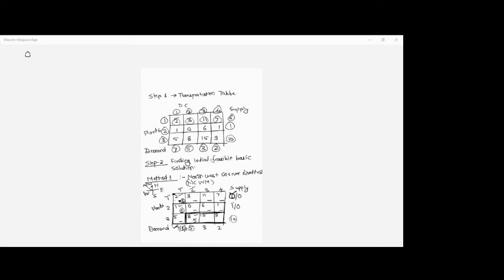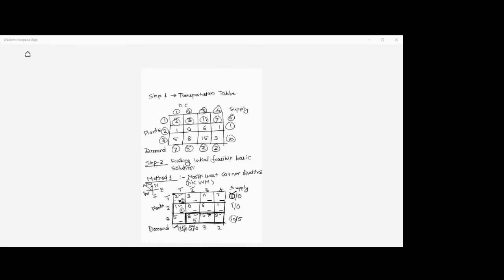I can't allocate 10 because the demand is only 5. So I can't allocate the larger values. I have to find out the maximum value that can be allocated. So if I allocate 5 here, the entire demand for this distribution center will get exhausted. And here from 10, I have allocated 5, so 5 will be pending. Right now, next available cells are these two cells, and among these, this particular cell is the northwest corner cell.